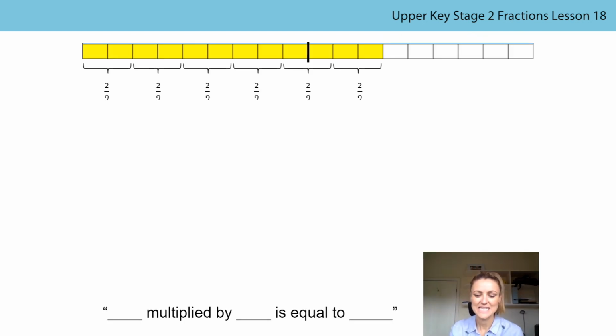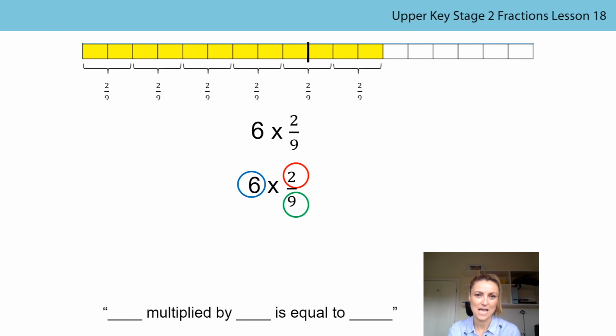Okay, so 6 multiplied by 2/9. Using the generalisation and using this model, I can now calculate the product to this multiplication. So I'm remembering that rule that I multiply only the whole number and the numerator, and the denominator stays the same. So when I do that, 6 multiplied by 2 is equal to 12, and therefore, keeping that denominator the same, 6 multiplied by 2/9 is equal to 12/9.